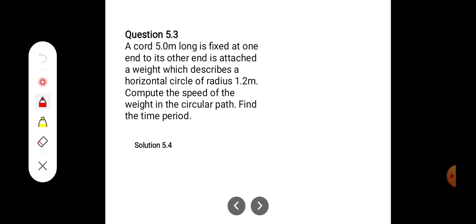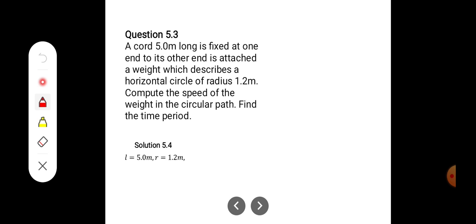It says a cord of 5.0 meters long is fixed at one end. To its other end is attached a weight which describes a horizontal circle of radius 1.2 meters. Compute the speed of the weight in the circular path. Find the time period. Okay, we have two things here. We have to compute the speed of the weight in the circular path and also the time period.